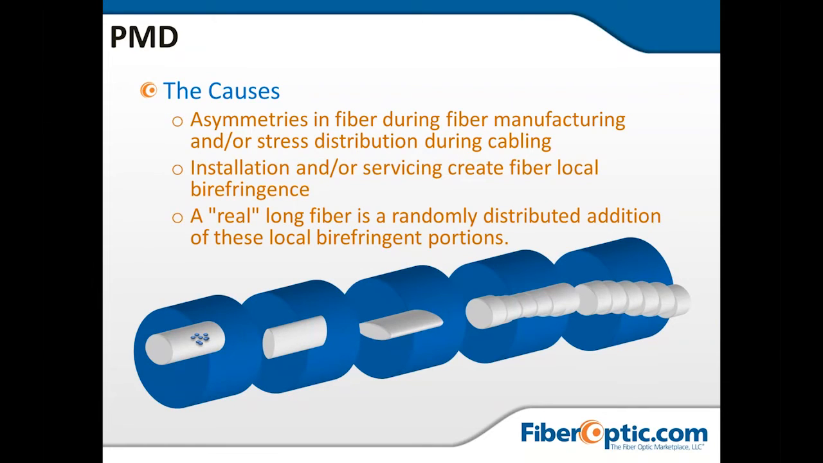So a guy out doing the fusion splicing is just picking up the fiber and splicing it just like he always has, just like he's supposed to do. But with these randomly distributed birefringent portions, we don't know. So we have to test this. It's not even engineerable.